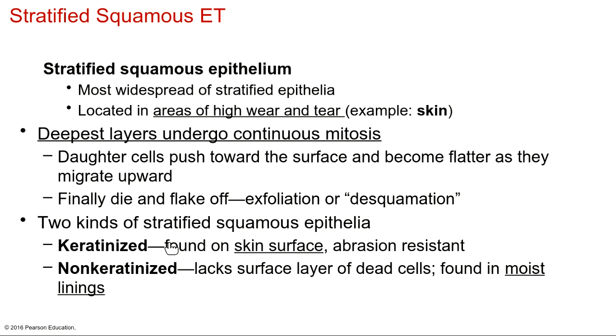I do want you to know, though, for now, the difference between the two types of stratified squamous epithelium. You did not have to know this for lab yet. You will have to know it for lab when we do the skin lab. But for lecture, for exam 1, let's go ahead and distinguish these two. There are two kinds of stratified squamous: keratinized and non-keratinized. Keratinized means that this particular epithelial tissue has a lot of keratin in it.